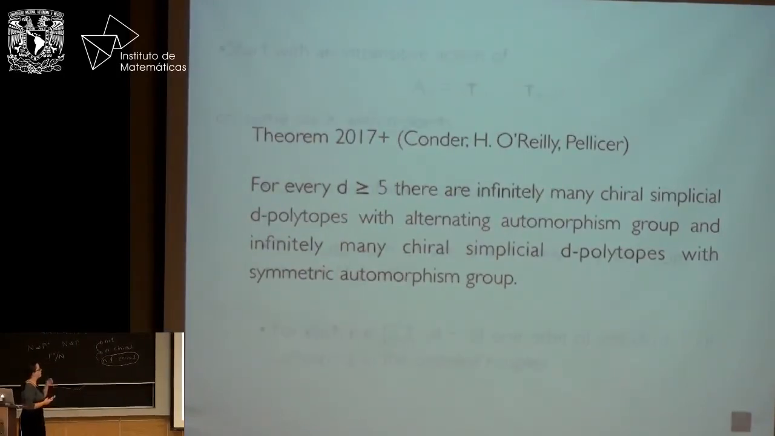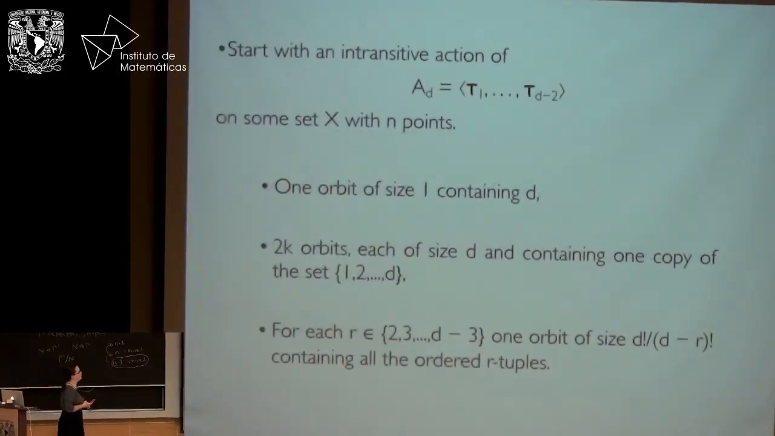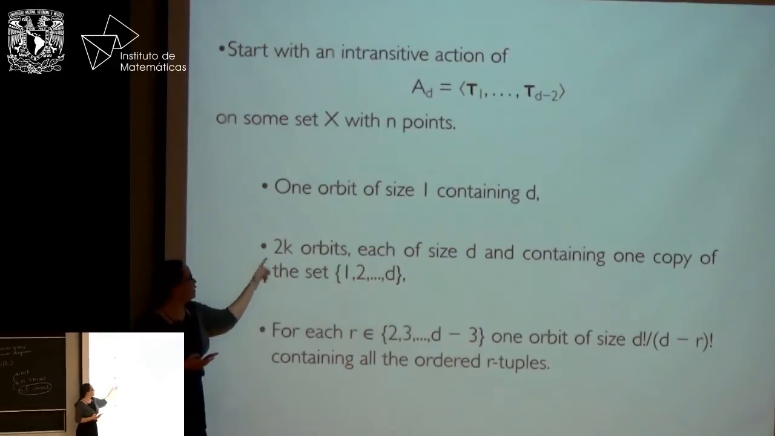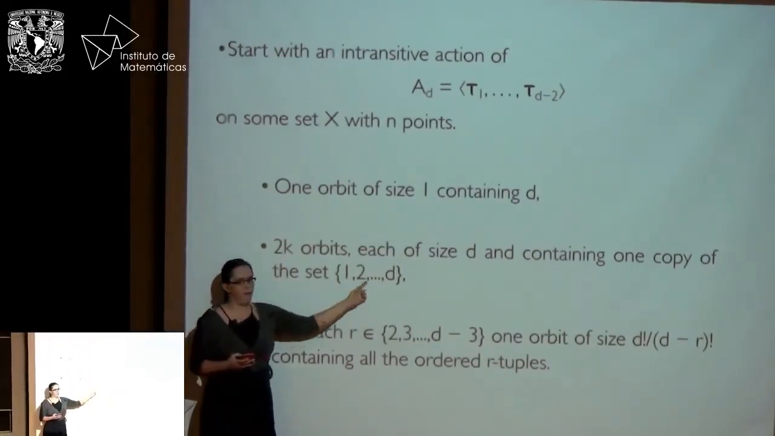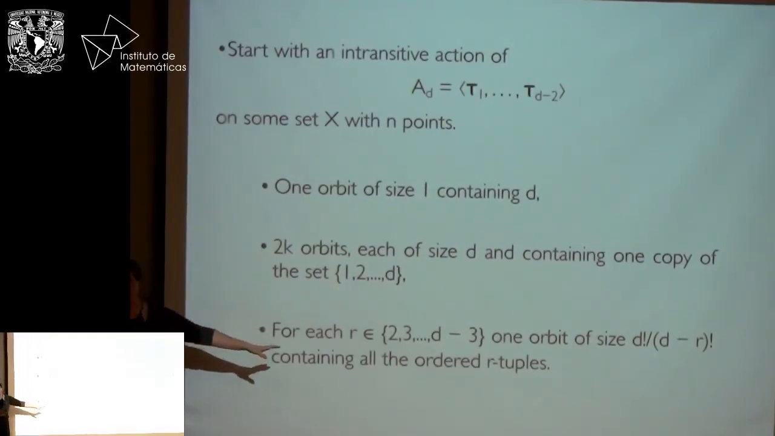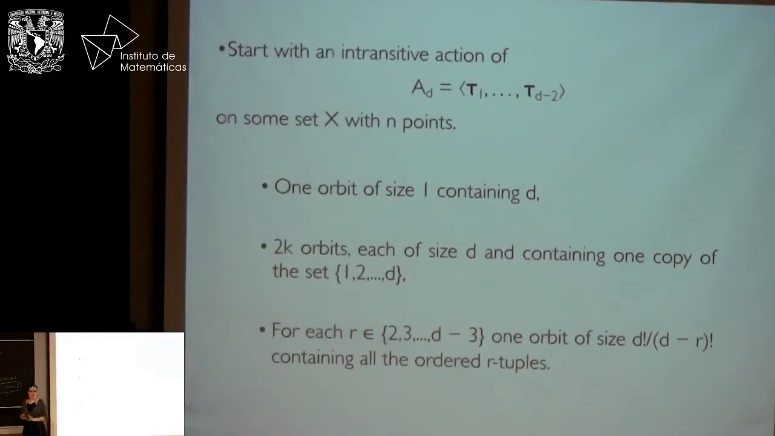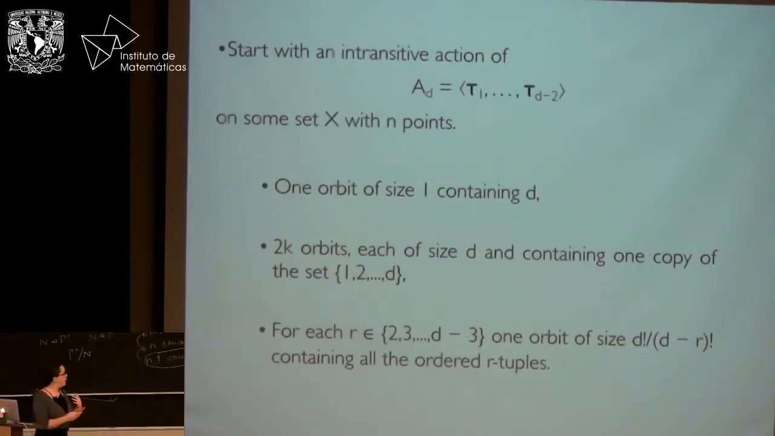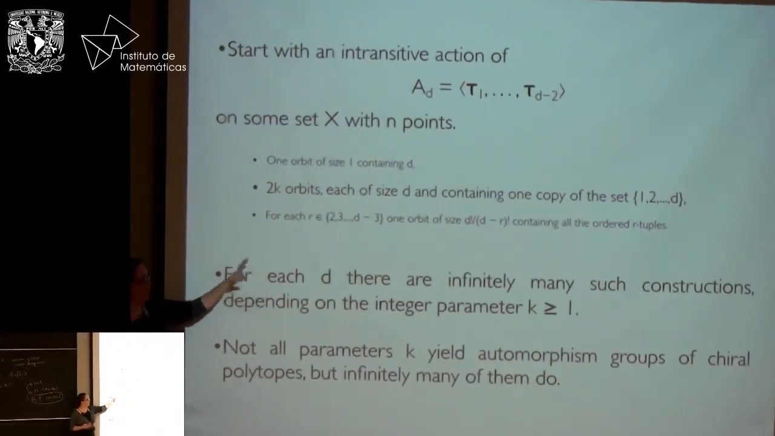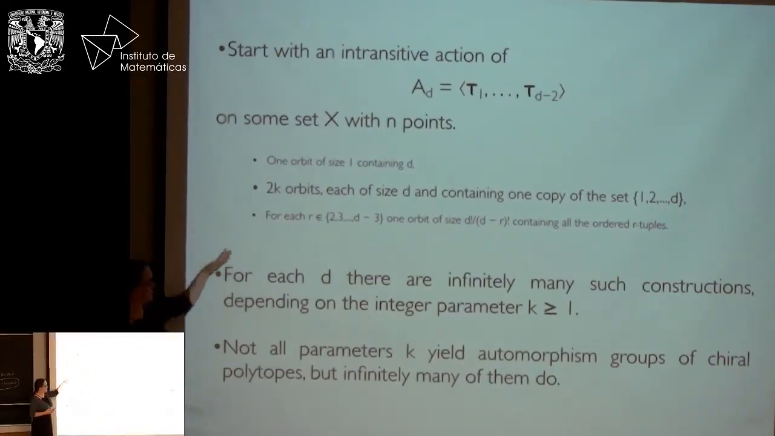And the idea of how we did this was to start with an intransitive action of the alternating group A_d. Again, d is the rank that I'm going to try to get. So I take A_d, the alternating group, and I'm going to take an intransitive action on some set X of points. The orbits of this alternating group are going to be one orbit of size 1, then 2k orbits of size d, containing a copy of the entire set from 1 to d, and then for each r, one copy containing the r-tuples. So the size is that over there. And we have a k here, so for each d, I can construct infinitely many groups acting like this, or sets acting like this, depending on the k that I pick.